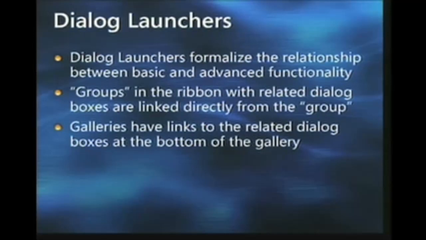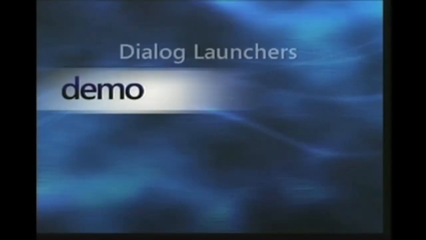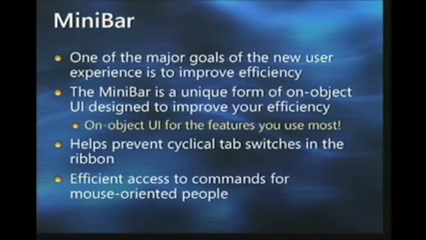So we have this concept of something we call the dialog launcher. The dialog launcher simply formalizes the relationship between the group of commands in the ribbon and the dialog box that lets you get to the advanced version of that. So every group that has a dialog associated with it, for instance, font in Word, has a widget that lets you get to the dialog for font. So now there's a formal relationship between the efficient version of the command and the advanced version of the command. And as I showed you, where there are drop-downs, for instance, margins, which is a gallery that has a bunch of preset margins and your most recently used, the dialog launcher is at the bottom. So that's a formal relationship between dialog boxes and efficient functionality, which I'll also skip.